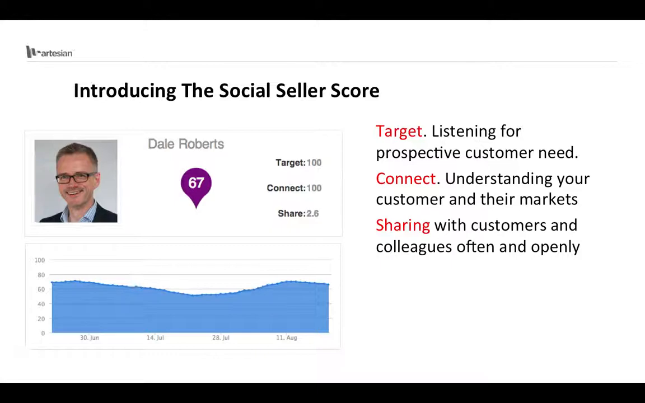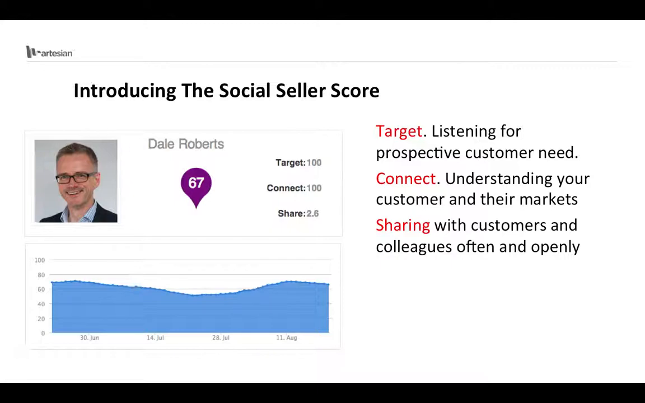1. Target. Is the service being used to listen for prospective customer needs that are increasingly transparent in an online digital and social world? Or is prospector being used to create laser-focused lists of prospective customers?